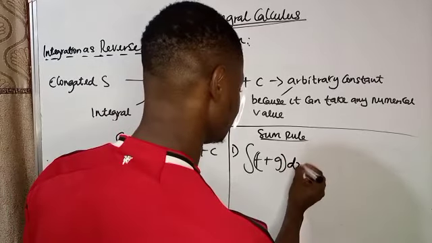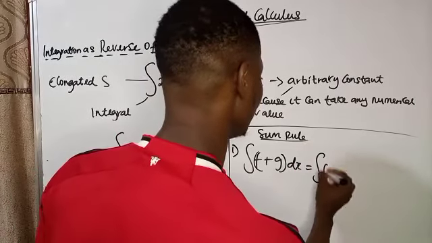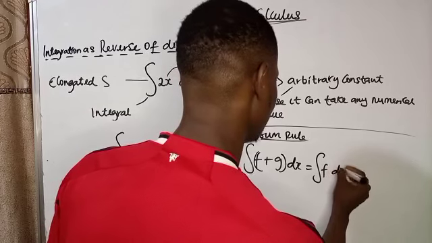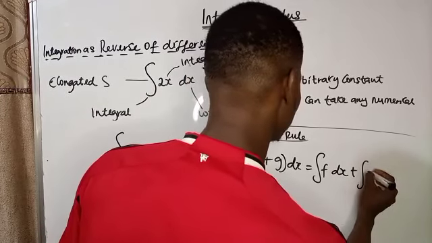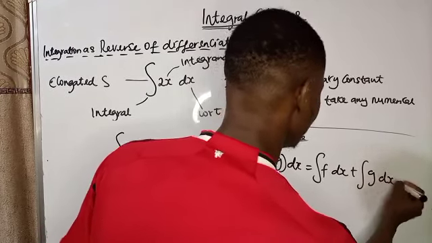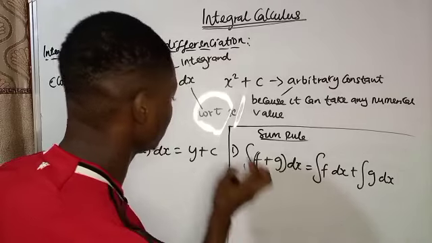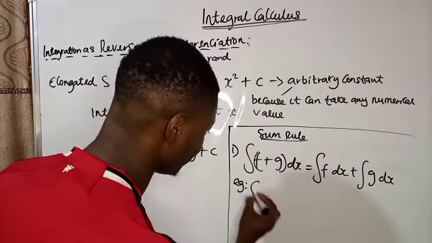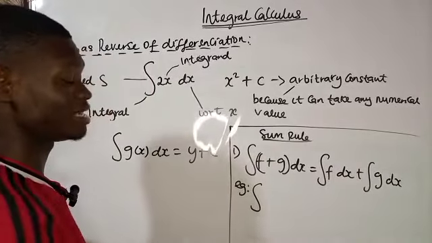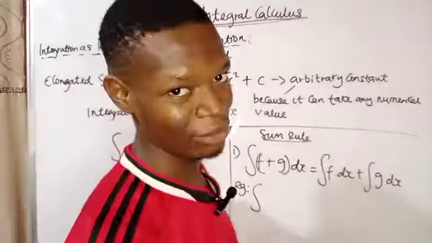The integral of f(x) plus g(x) dx is equal to the integral of f(x) dx plus the integral of g(x) dx. I don't want to give too many examples, because I don't want this video to be long.